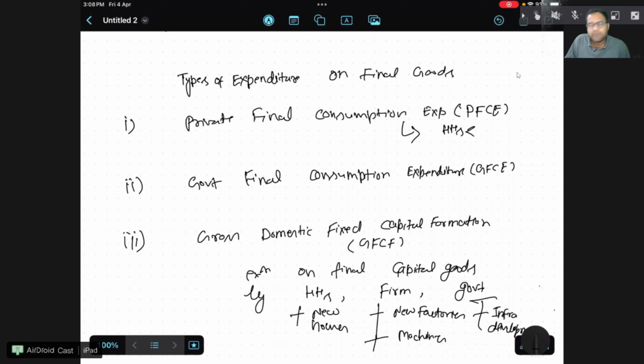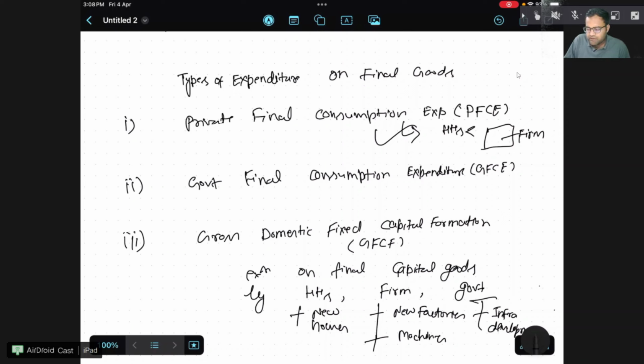I hope you are getting the meaning of household: a group of people who have the same consumption habit. So any goods which are coming from any firm, the first type of expenditure on that particular good is by the household, known as the PFCE, private final consumption expenditure.